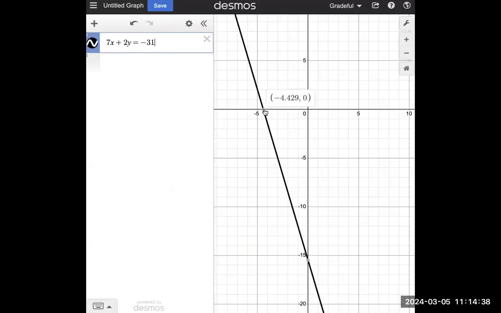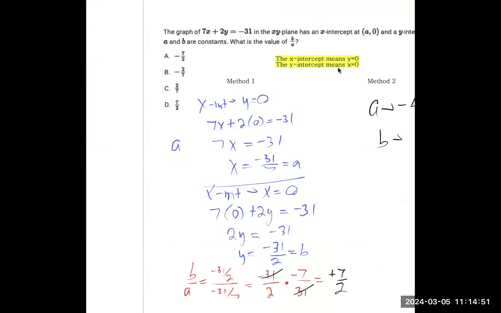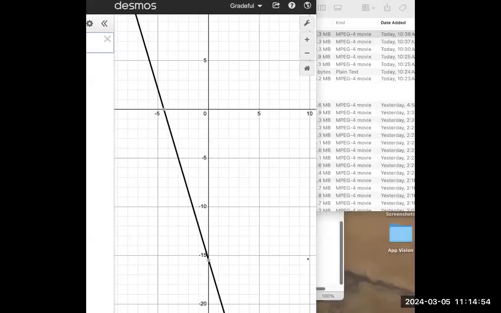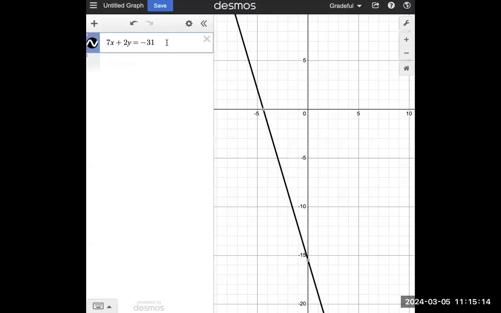We can see the x-intercept right here, negative 4.429. So the x-intercept, which is a, is negative 4.429. The y-intercept, which they're saying is b, is negative 15.5. And now we're doing b over a, negative 15.5 over negative 4.429. So we know that's going to be a positive, whatever you get for 15.5 divided by 4.429.